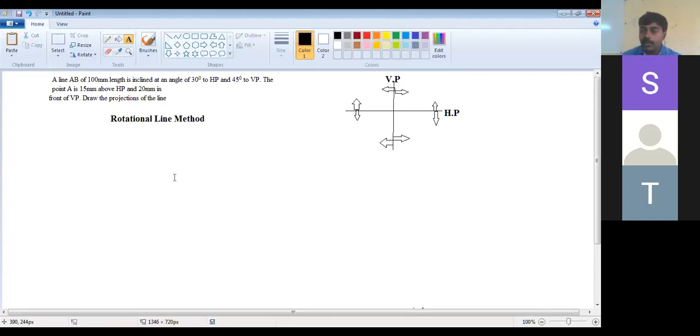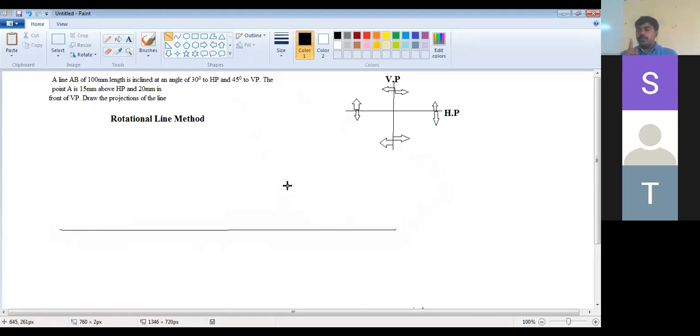Rotational line method we are drawing. How are we going to draw this? The first and foremost thing is drawing the XY line. So I'm drawing the XY line first. Done, XY line I have drawn. Now after this, step by step we'll draw it.